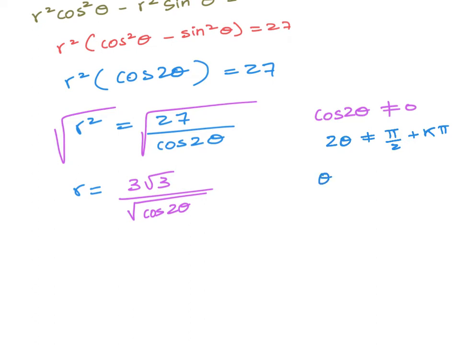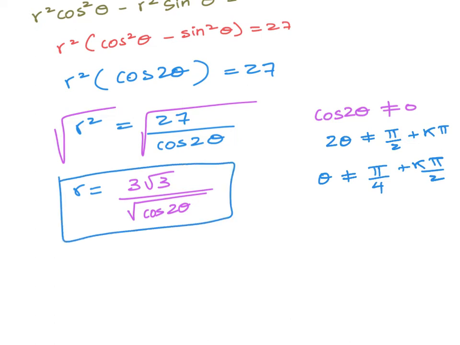Now divide both sides by 2. So what does that give you? Pi over 4 plus k pi over 2. So remember, it is this with a domain restriction. So if you do have a variable on the bottom of a fraction, you have to remember to take a domain restriction.